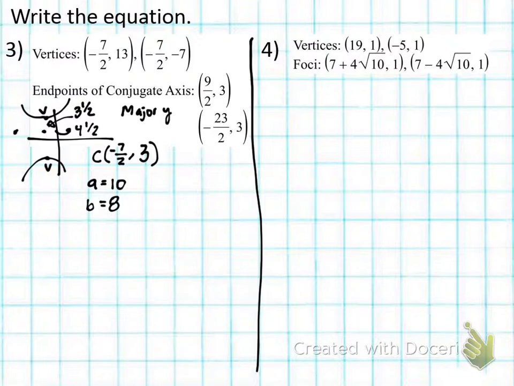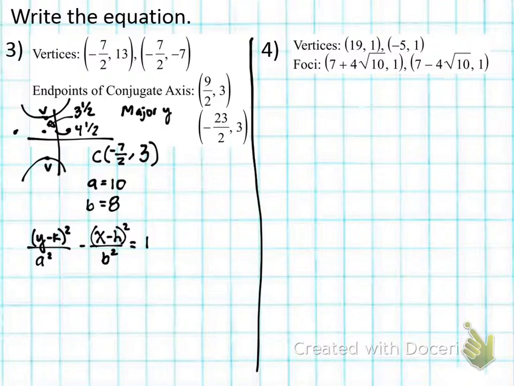Okay. So do we have everything we need to start off to write down our equation? Do we have a center? Do we have A? Do we have a B? What is it, major Y or major X? Major Y. Okay, so we're going to start off with the major Y form, y minus k, all squared, over A squared. This is supposed to say A squared. Is equal to 1.